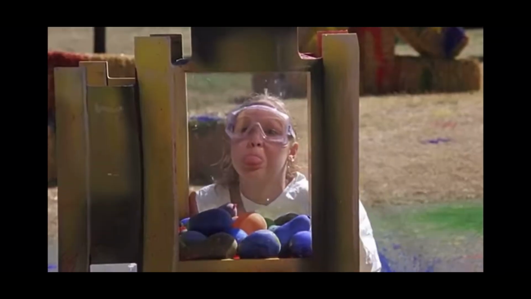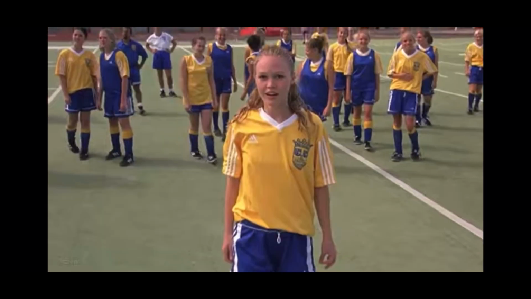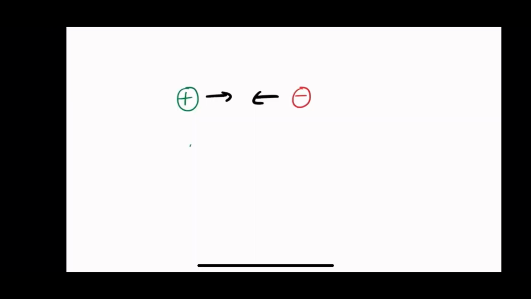Now, how do these charges behave with each other? Well, opposites attract. Just like in 10 Things I Hate About You, Kat Stratford, the smart, strong-willed feminist, and Patrick Verona, the charming, stereotypical bad boy, are ultimately drawn together despite their clashing personalities. On the other hand, like charges will repel.